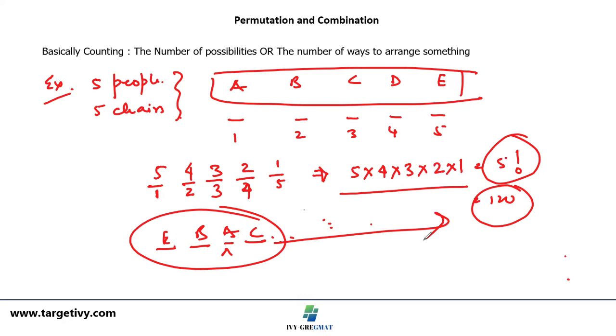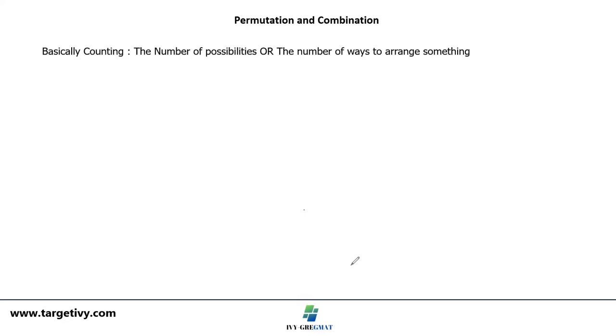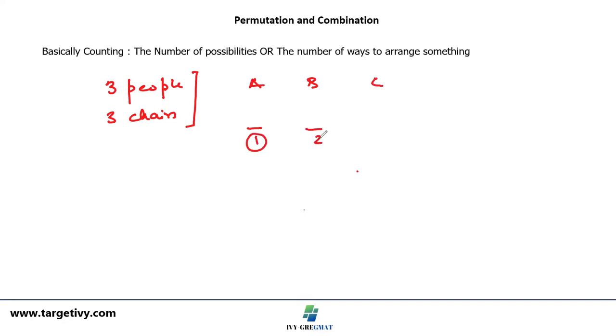Let's take another example so as to understand it even better. Say there are 3 people and there are 3 chairs. Why I am taking similar kinds of examples is so that at least the basics are clear. So 3 people, let it be A, B, and C. 3 chairs may be numbered as 1, 2, and 3. You've got 3 options here, either A, B, or C. You've got 2 options here, and only one person will be left. So the total number of arrangements is 3 into 2 into 1.